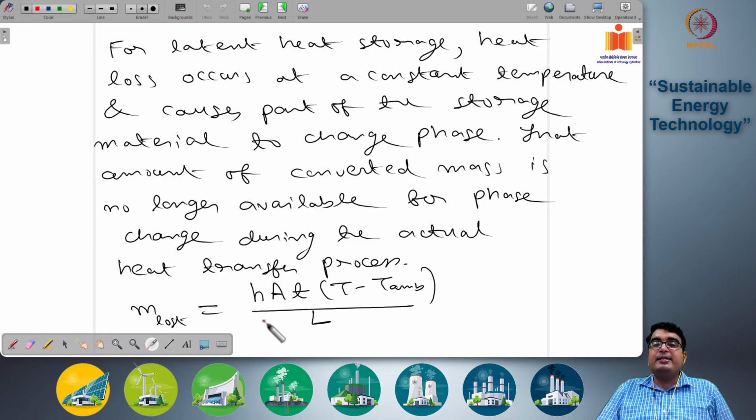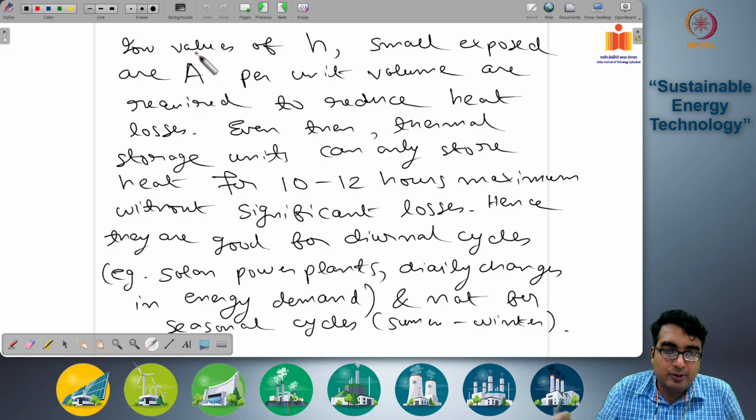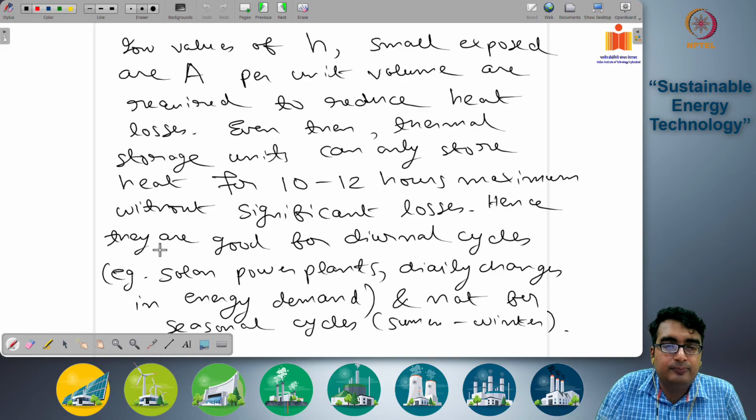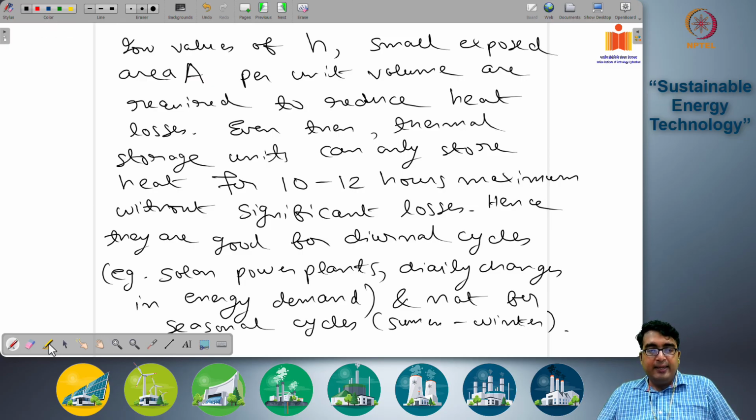It will also decrease if H is decreased. So your heat transfer coefficient is low. So you are adding insulators to the system, and you are decreasing the total exposed area of the system. That is also important. So those two things if you do, then you are losing less amount of mass to heat loss. Low values of H, small exposed area A. So this is also a typo here. Small exposed area A per unit volume are required to reduce heat losses. Okay.